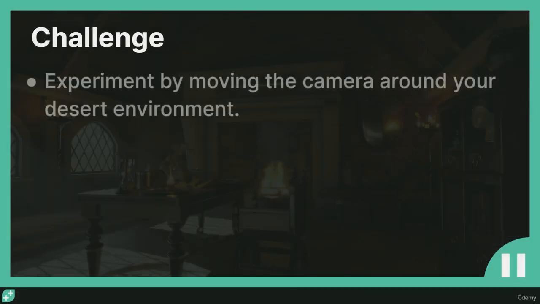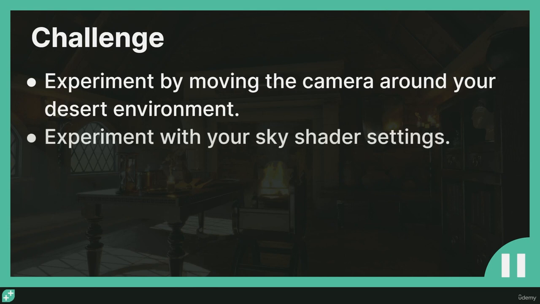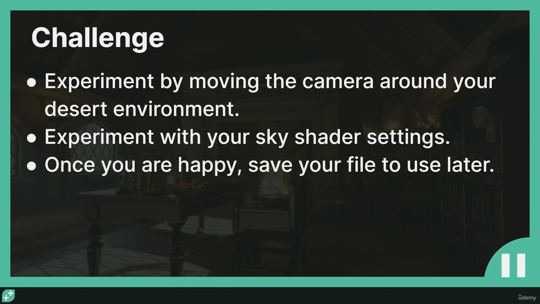Okay, so it's challenge time. Your challenge is to experiment by moving your camera around your desert environment. Try and find some interesting looking peaks and valleys in your environment where you can put your camera to get the best position possible. Experiment with your sky shader settings. These are pretty simple. Just adjust the air, the dust, the ozone, the elevation, the sun size and strength, and also its rotation and height. Once you're happy with your settings, save your file and you can use that later on.